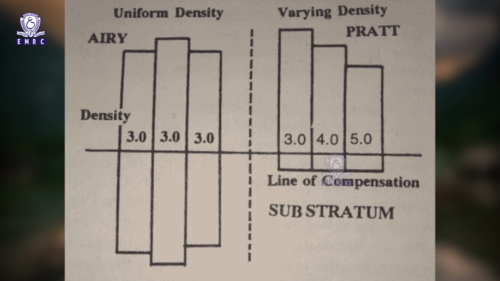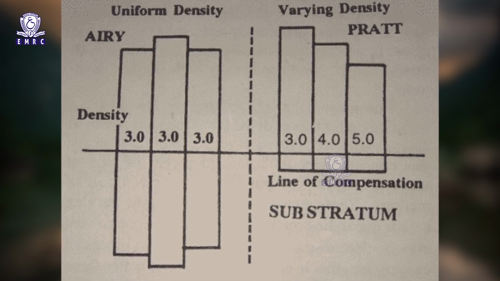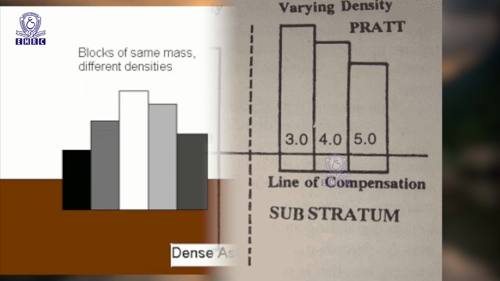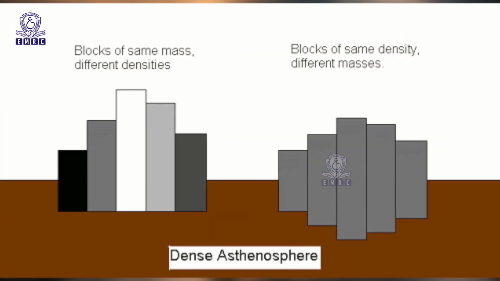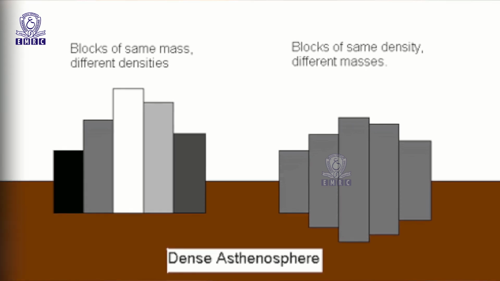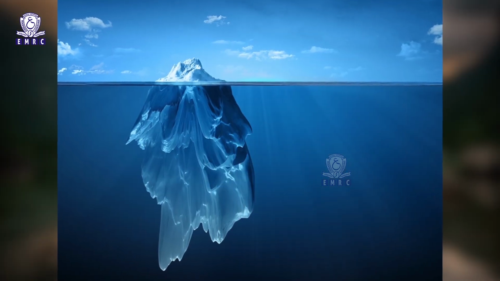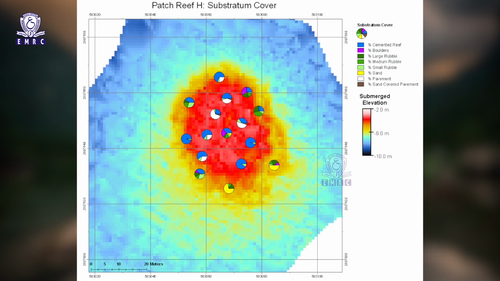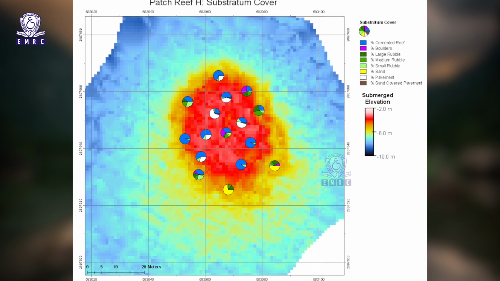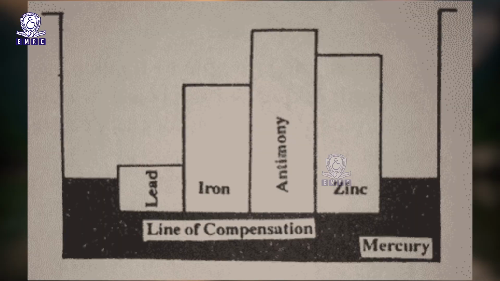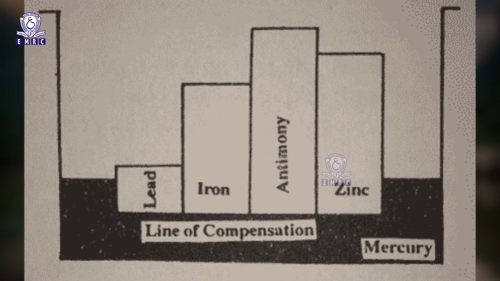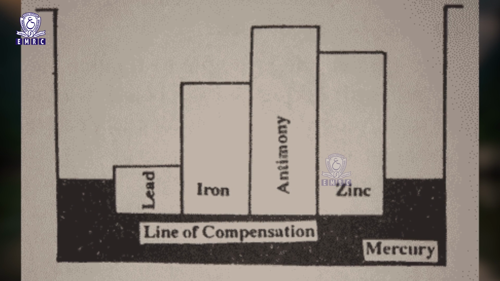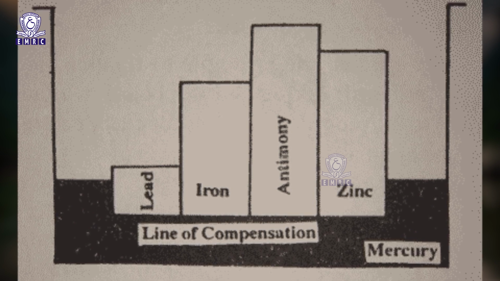Based on the above observation, Airy postulated that if a land column like a mountain rises much above the substratum, or the sima, a greater part of it is submerged in the substratum. If the land column above the substratum is higher, its greater part will be submerged into the substratum. It is thus seen that every upstanding part has a root below in accordance with its height. In other words, density does not change with depth, that is, uniform density with varying thickness.